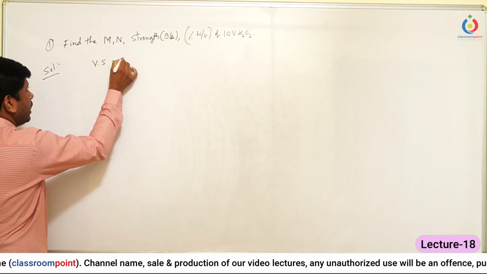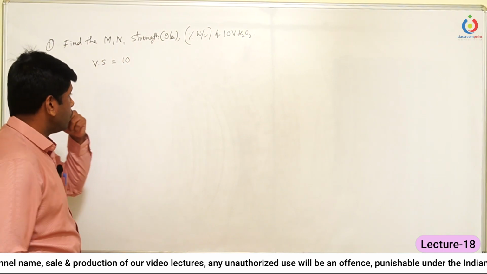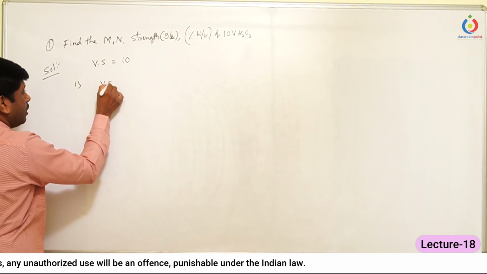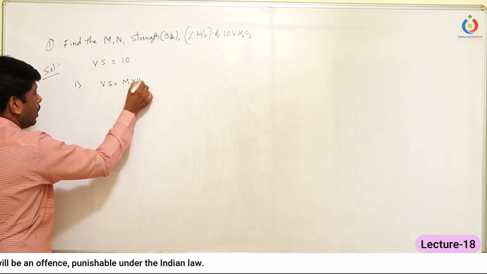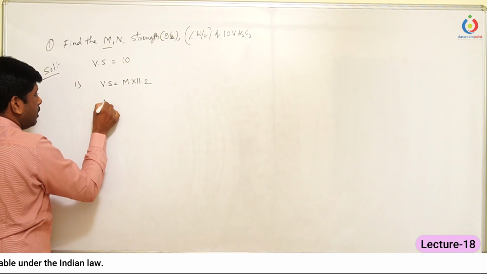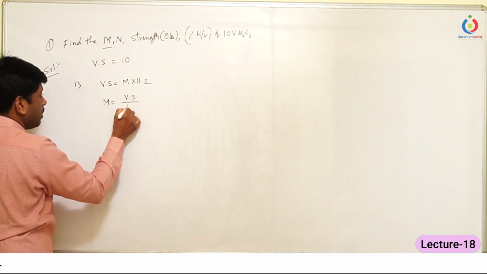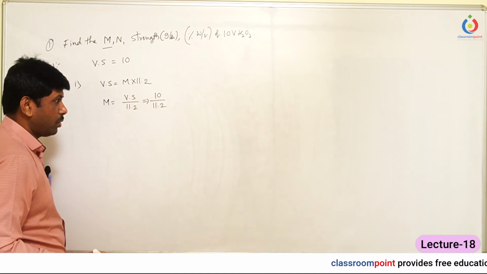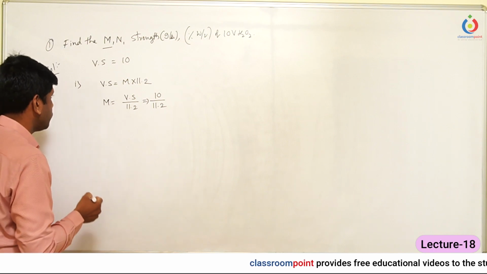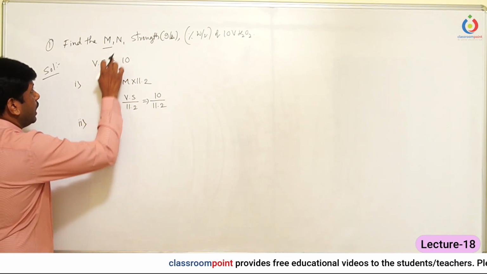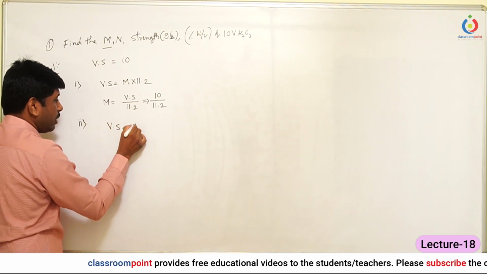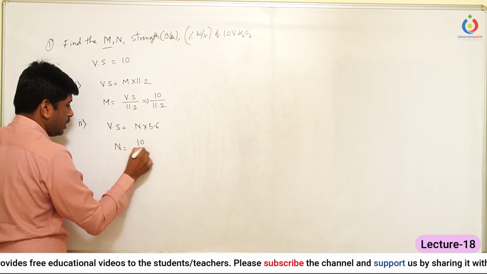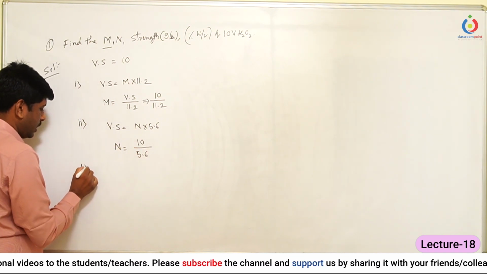Volume strength of the given H2O2 is just 10. So we also know that. Now let us try to find out one by one term. So volume strength is equals to molarity into 11.2. They asked the molarity. So molarity equals to volume strength by 11.2. Volume strength is 10. So 10 divided by 11.2. Hopefully it will be 0.9 approximately. Next, normality. So we know that volume strength equals to normality into 5.6. So normality equals to volume strength, 10, divided by 5.6.